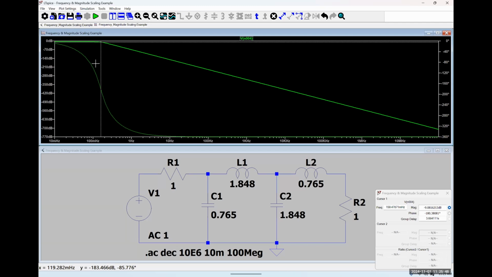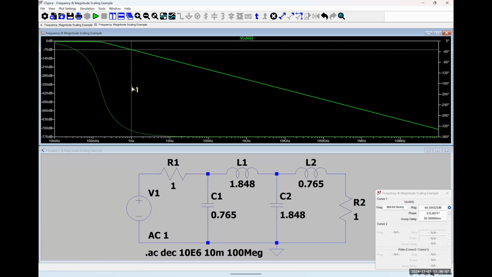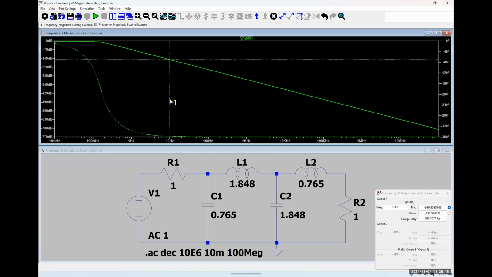We have a low pass filter whose cutoff frequency or -3 dB frequency occurs at 1 radian per second or 159 millihertz. Just as a quick sanity check type thing here, if I move my cursor here at 1 hertz, we can see that our magnitude is -70 decibels. If I go 1 decade later, so to 10 hertz, we're at -150 decibels.